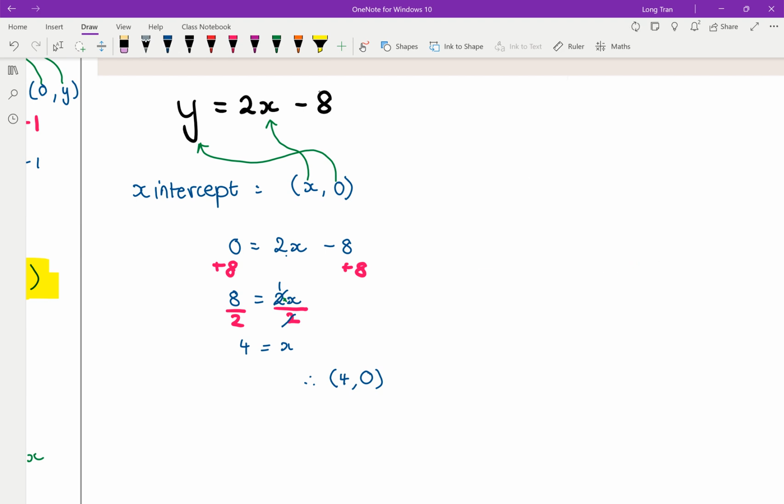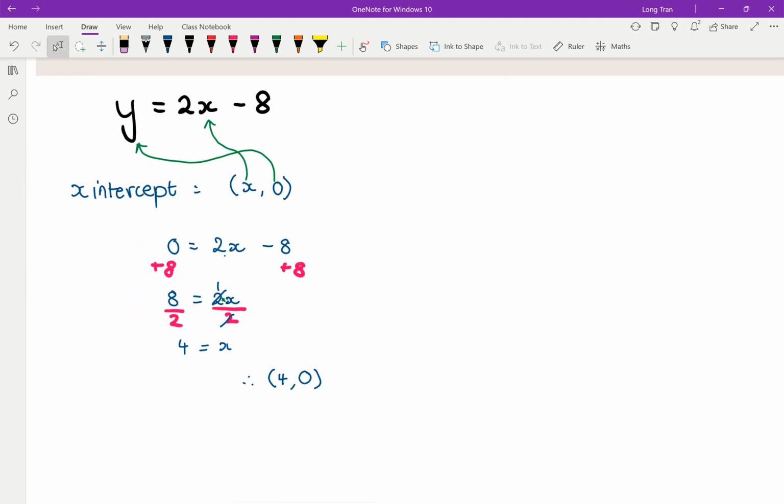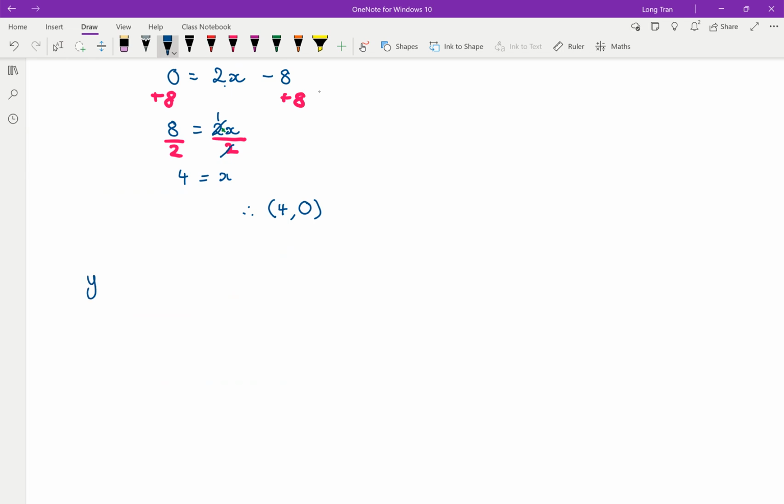And remember, to sketch a straight line, to sketch this equation, you only need 2 points. You don't need 5 points like you did in exercise 9B. This one uses pure algebra and you get straight to the point in the sketch. Then what's the next one? We now need the y-intercept. It's actually the easiest one to do first.